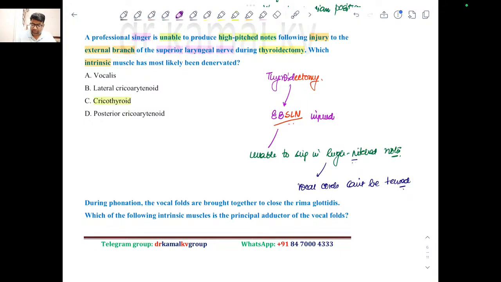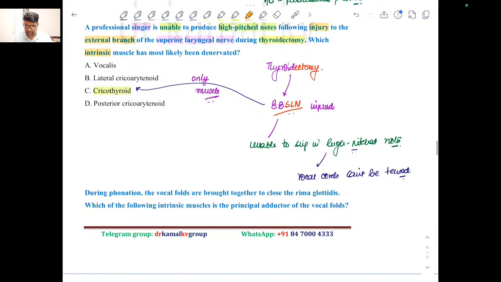In fact, cricothyroid is the only muscle of the larynx which is supplied by the external branch of the superior laryngeal nerve. All other muscles are supplied by the recurrent laryngeal nerve. So this is the only muscle, please remember. This is how you can solve this question, pretty easy, don't make any mistake.